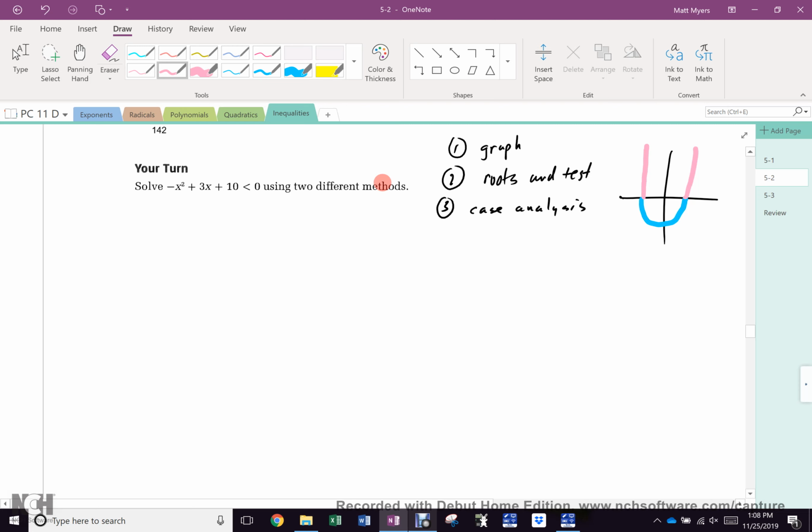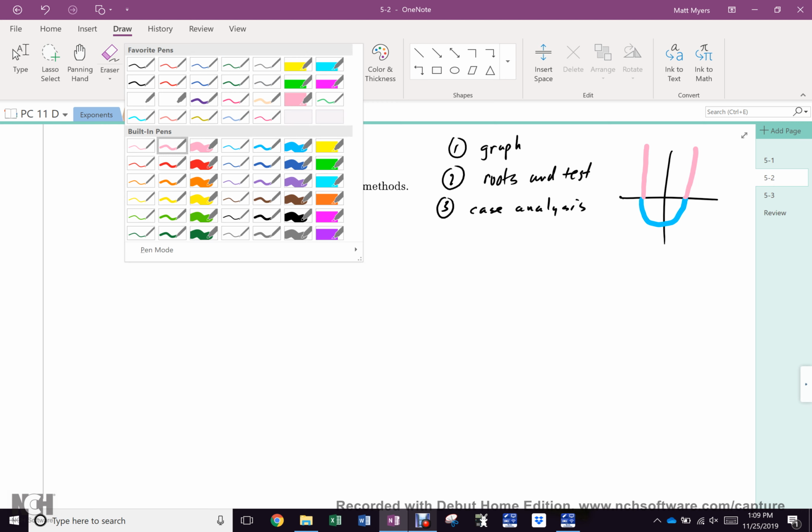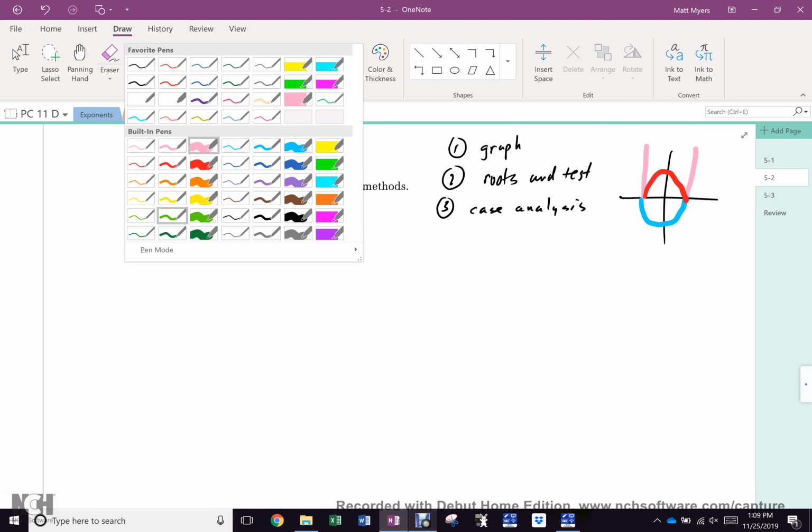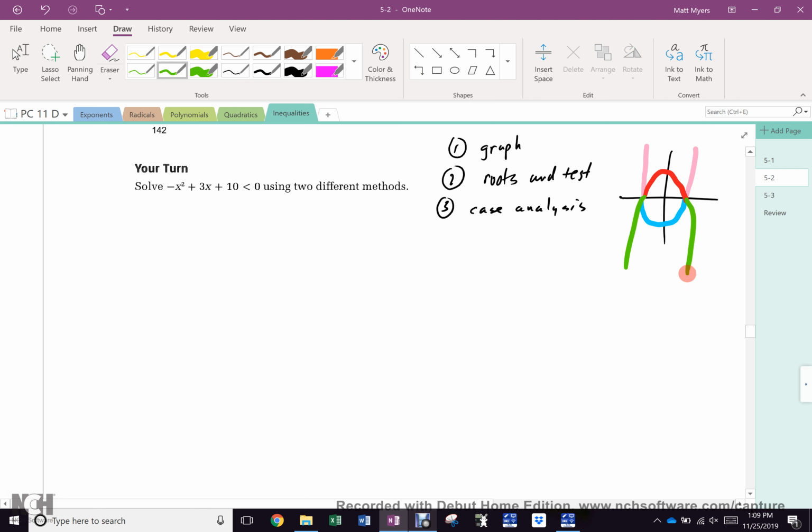Where in that happy parabola right now is it greater than 0? The pink sides. Where is it less than 0? The blue. What if it was a sad parabola? Where is it greater than 0? The red. And where is it less than 0? The green.